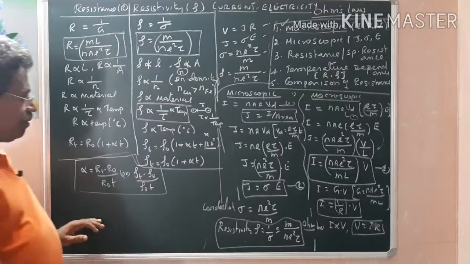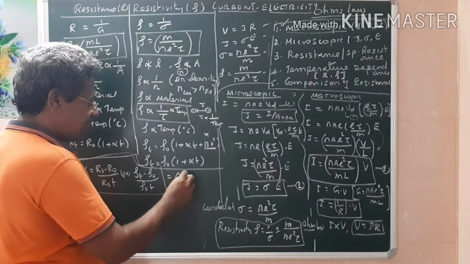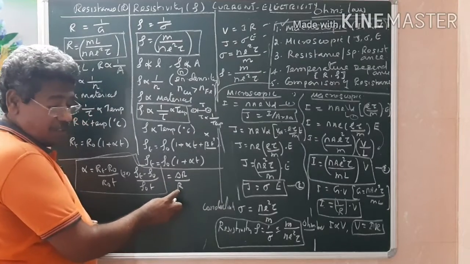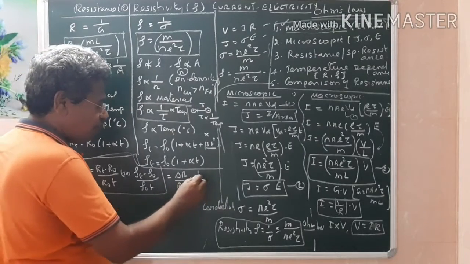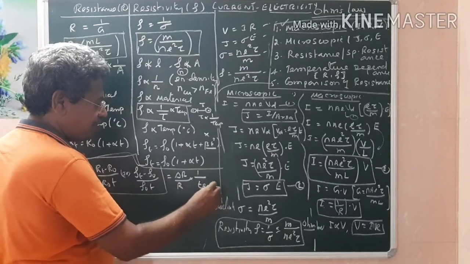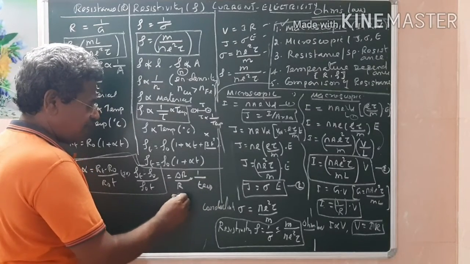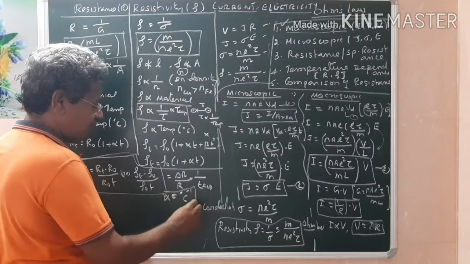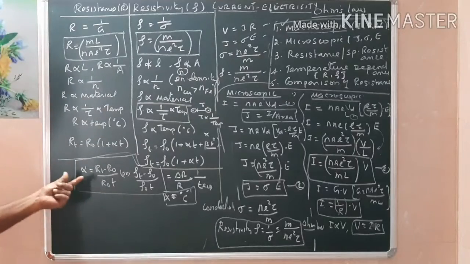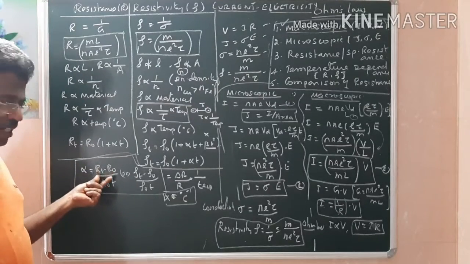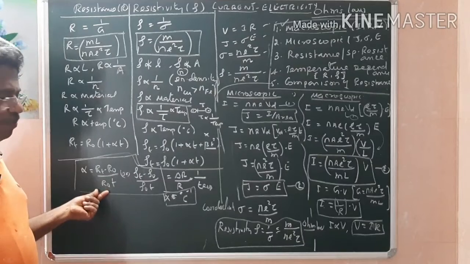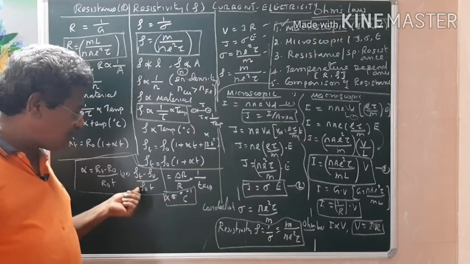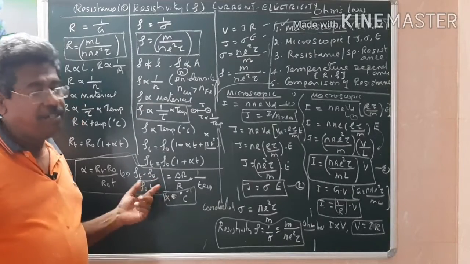So simply we can write this as the change in resistance to the original resistance, into 1 by change in temperature. Therefore the resistance cancels and the unit will be degrees Celsius to the power minus 1. This is the unit of alpha. Therefore, the temperature coefficient is the change in resistance to the original resistance per unit degree rise in temperature, or the change in specific resistance per original specific resistance per unit rise in temperature.